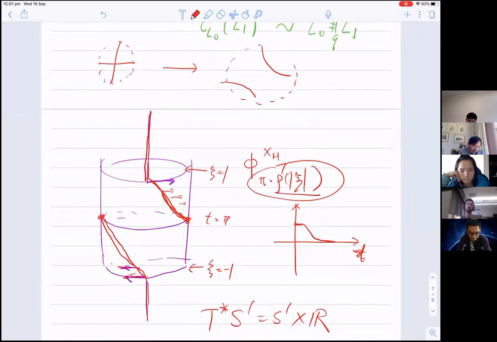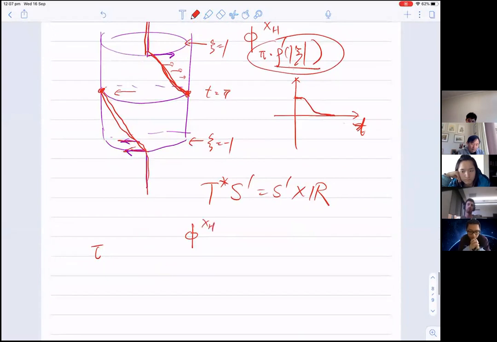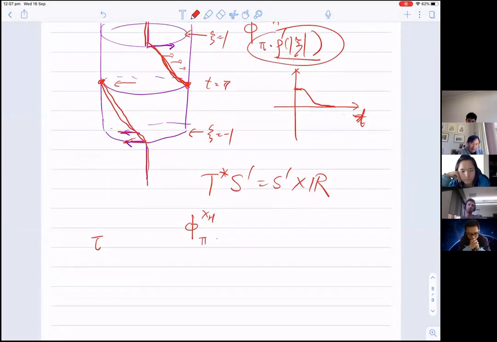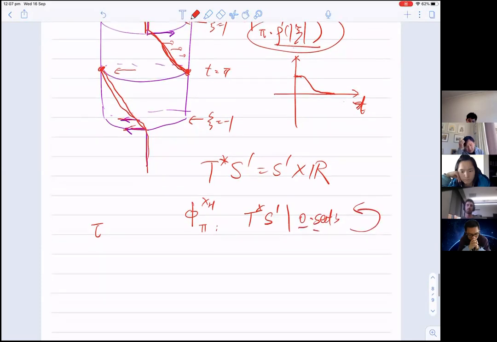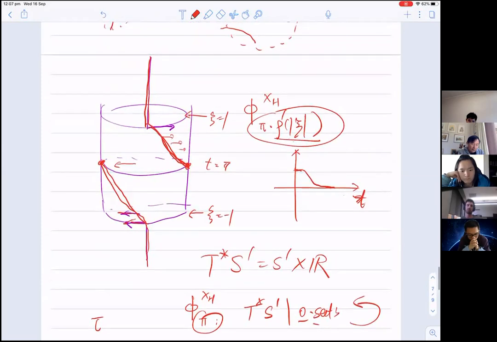So then I can define the Dehn twist, which is originally, so maybe I write this one. So originally our flow, which is defined, say pi, is defined only on the cotangent bundle S1, remove zero section because the vector field is not defined on zero section. But after you apply the pi, it is getting closer to the antipode points.